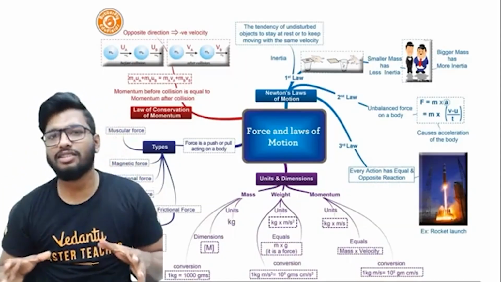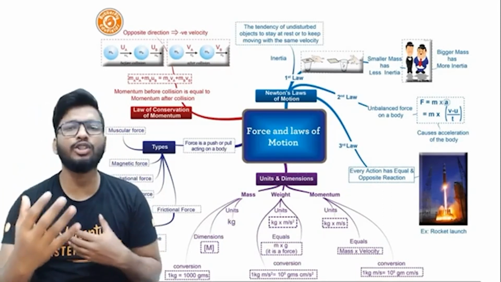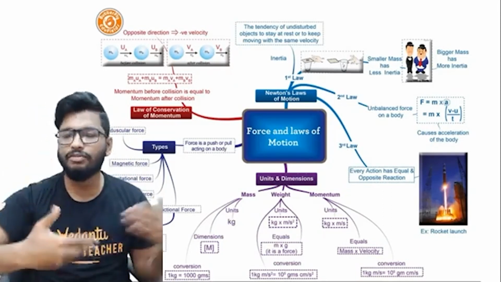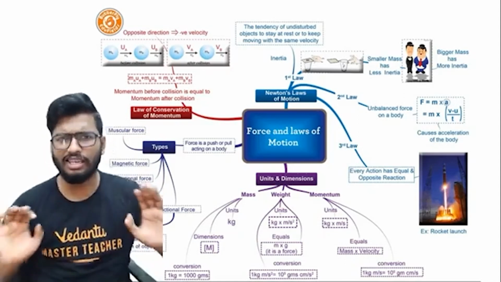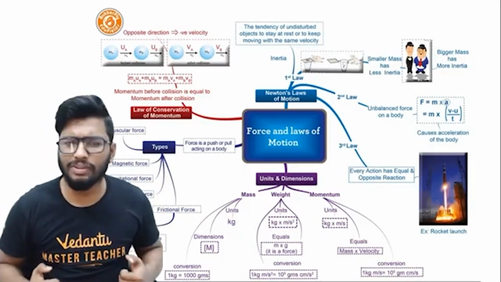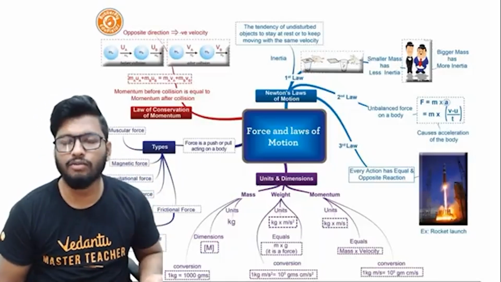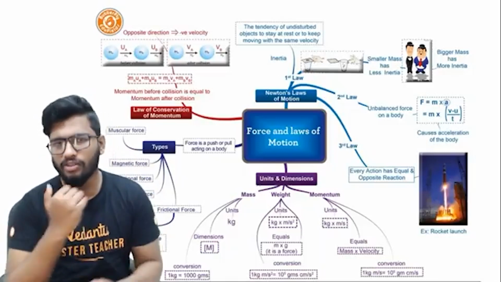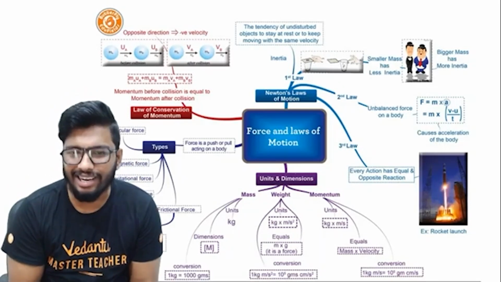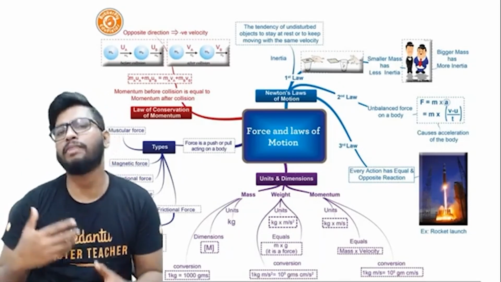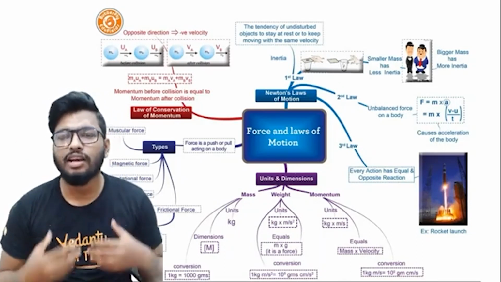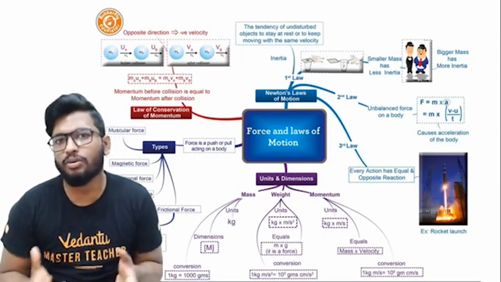The first thing you have to understand is this, guys. Force is nothing but a push or a pull, and you can have different types of forces. You have muscular force, which is basically using your muscles to push or pull something towards you, magnetic force, gravitational force, electrostatic force, and then frictional force as well, which acts in the opposite direction. Then you have momentum. Momentum is nothing but the quantity of motion that a body possesses. That is what is called momentum.